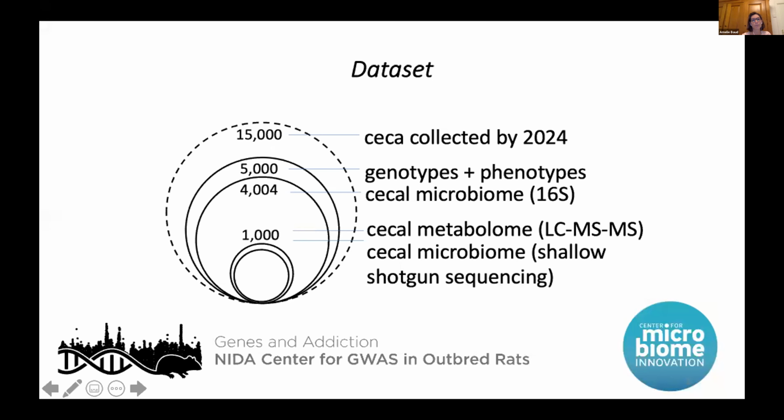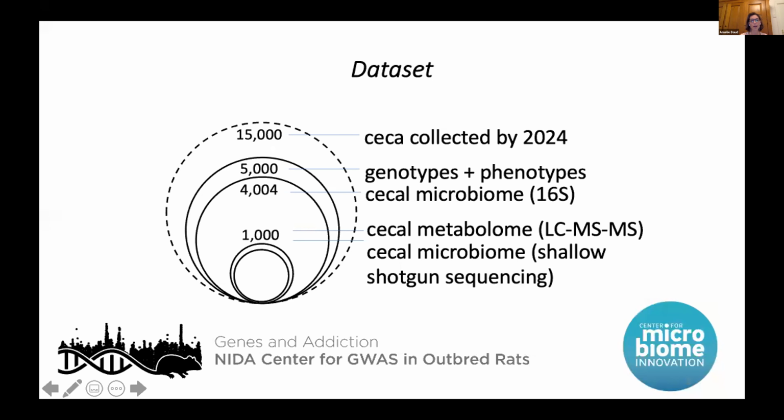Metabolomics data for 1,000 of them. It's untargeted metabolomics, and we have LC-MS/MS, so we have information that's quasi-quantitative, and also we have information about the identity of the metabolites. And finally, we also have shallow shotgun sequencing data for the same subset of 1,000 rats. So these are all data that I'm hoping to integrate in the near future.